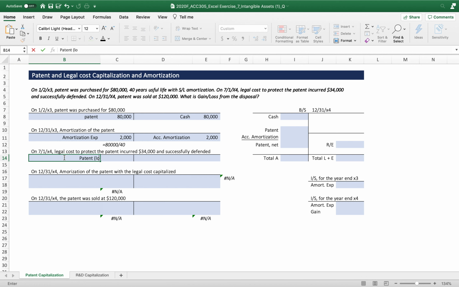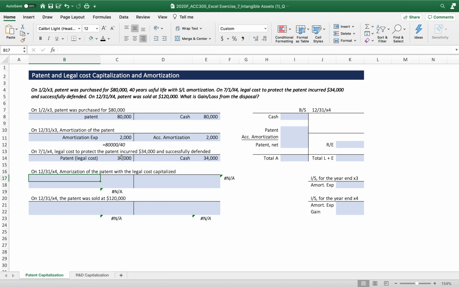So the legal cost is also patent. I'm going to write it down in order to identify what kind of patent cost it is. So we put 34,000. If it is not successfully defended, that is just a legal expense. And then cash 34,000, like this. So 6 months later, amortization of the patent with the legal cost capitalized.